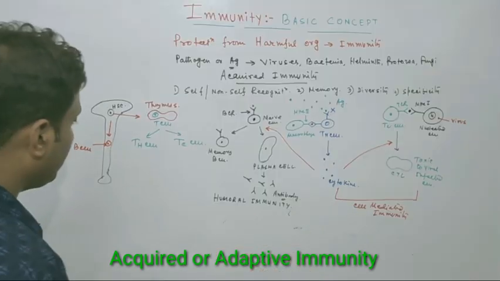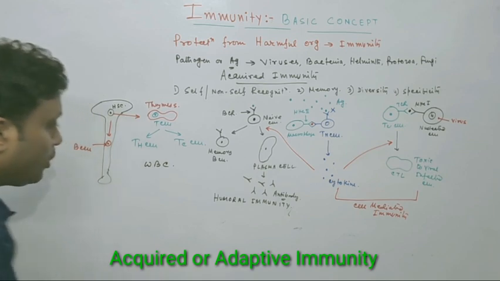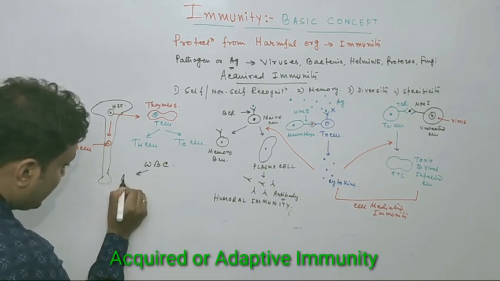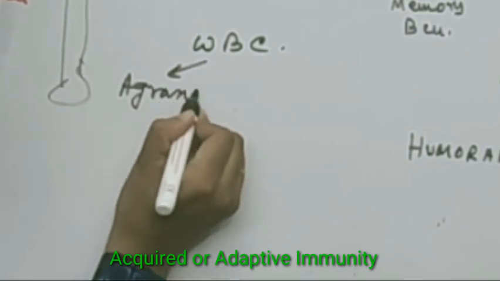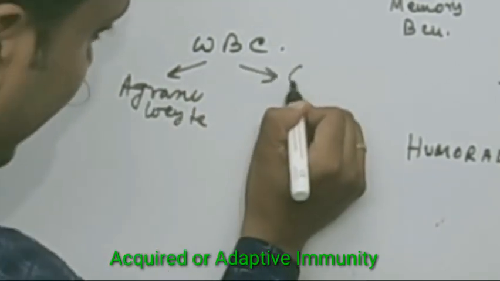You know that our WBCs actually protect us. WBCs act against various types of pathogens, and WBCs can be classified into two broad categories. Number one is agranulocyte and the other is granulocyte.